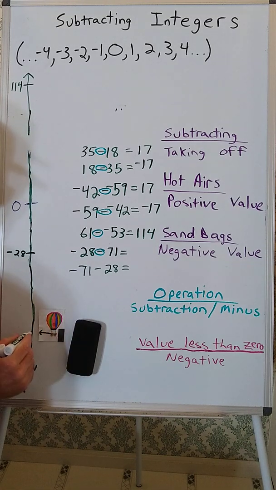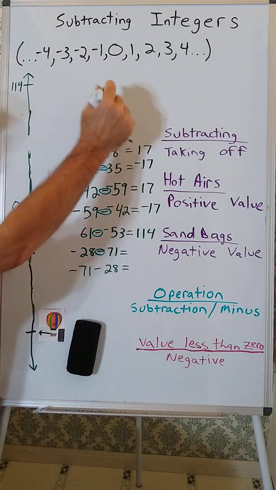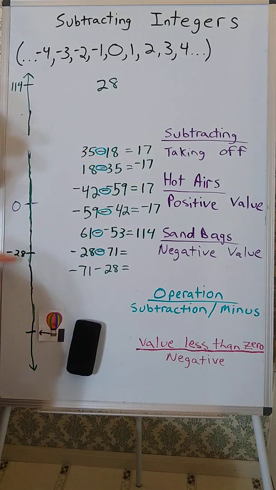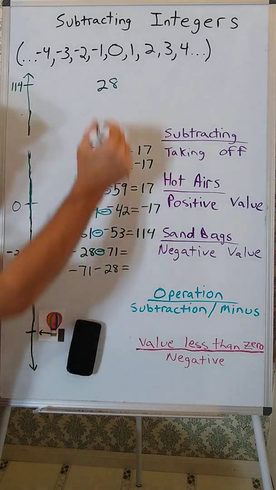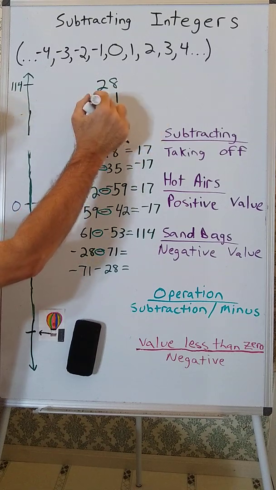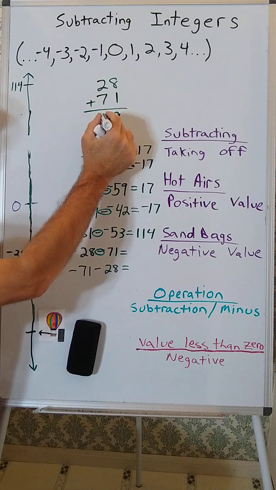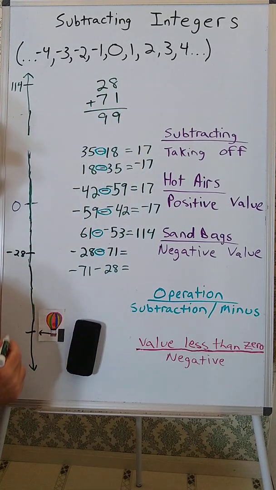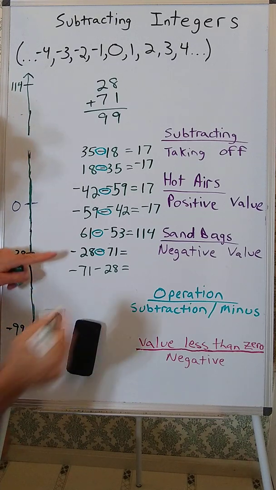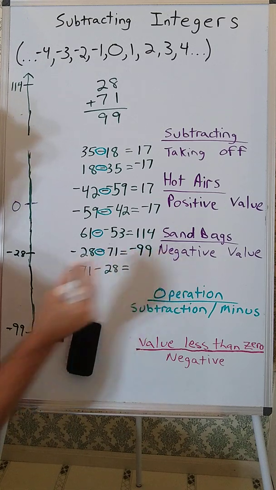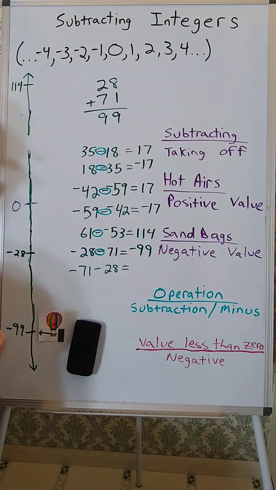So where will it be? Well, it was 28 units below zero, and now it's going to be 71 more units below zero because it descended 71. So it's going to be 99 units below zero, or negative 99. And one last one.